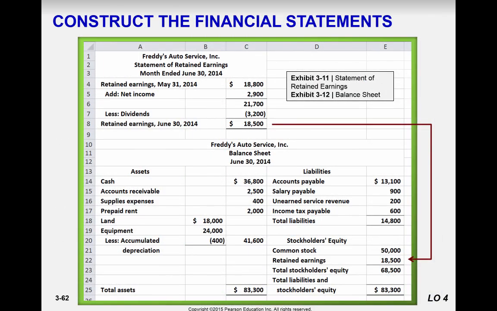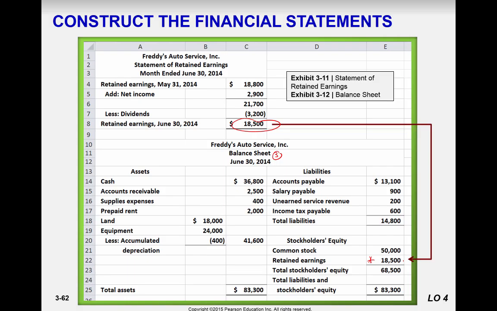Now with that ending balance in retained earnings, as you can see here, we move that into our balance sheet, which is our third financial statement. So basically each statement communicates with another. So from our statement of retained earnings, we get our ending balance of retained earnings.